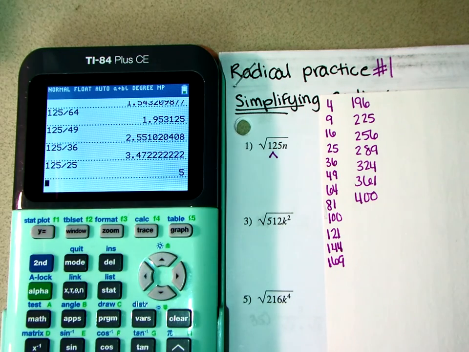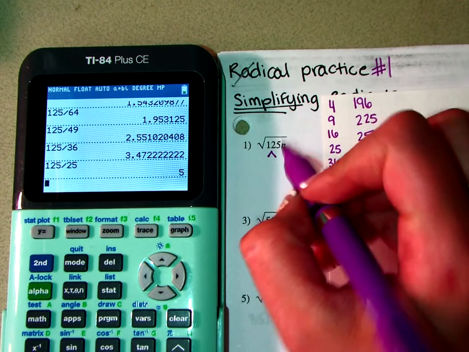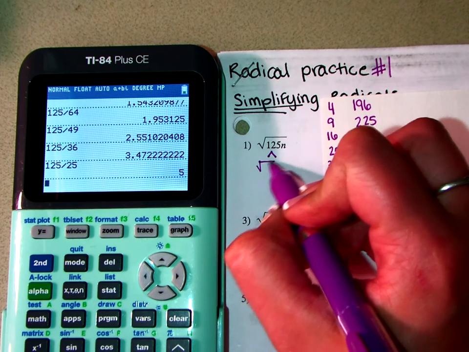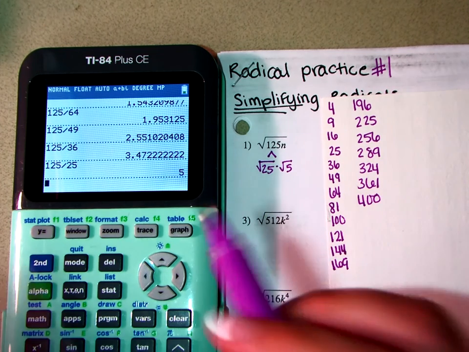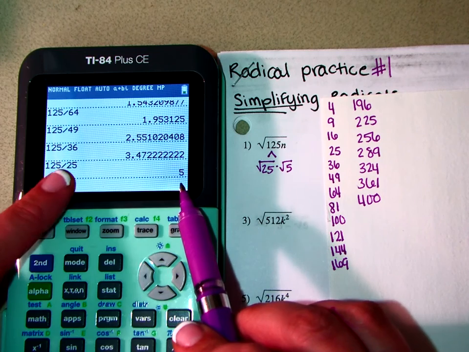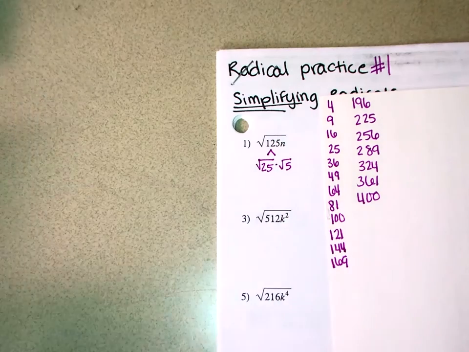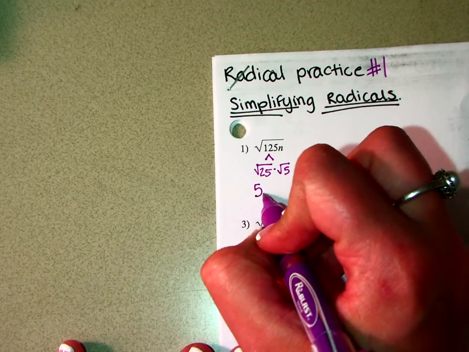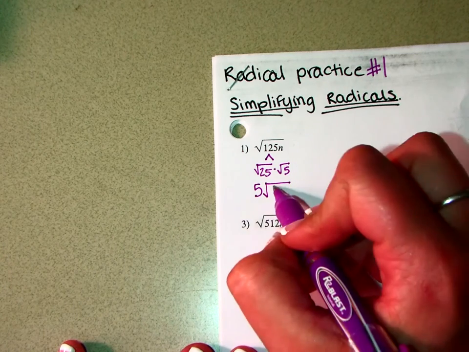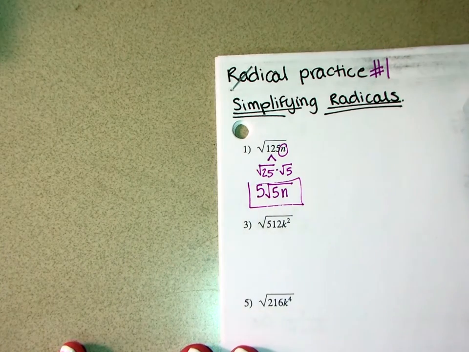So that means 25 is the perfect square that is hiding inside of my square root. So I can break up 125 into the square root of 25 times the square root of 5. So these two numbers, the 25 is my perfect square and 5 is what's left over. Now we can just simplify. Well, the square root of 25 is 5, and underneath the radical we have 5 as well as this n value that's just along for the ride.